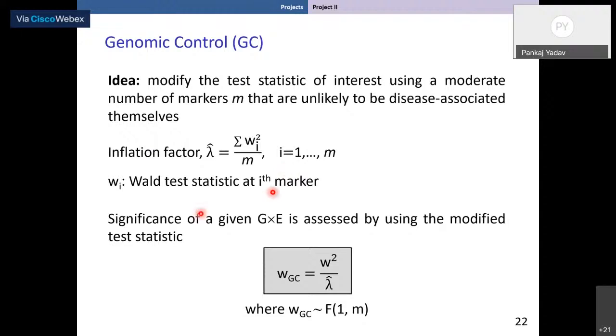those test statistics. So W_i here is, as I said, the Wald test statistic for the ith marker, and then we use this inflation factor to correct for the issue of population stratification. So at the interacting marker, we use the modified test statistic that is corrected by the inflation factor. This has been shown to have an F distribution with 1 and M degrees of freedom. In this approach it is not required that we have any information on population affiliation. We can always use this approach even if we don't have such information.